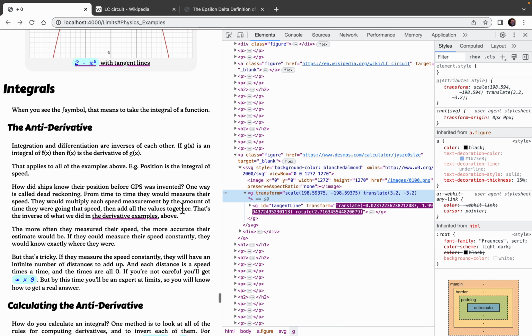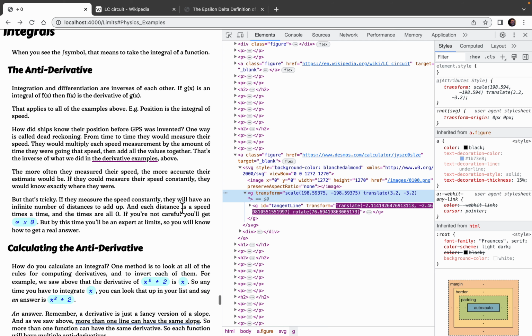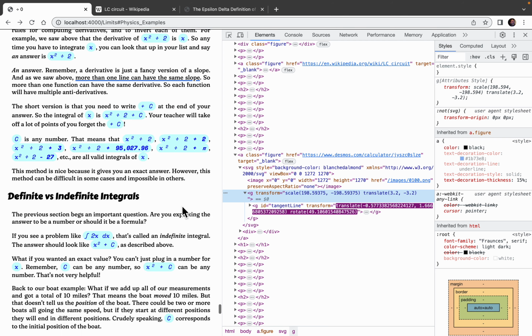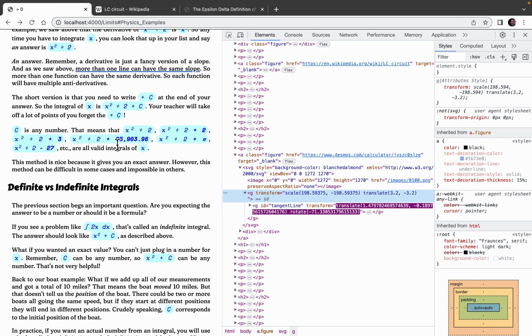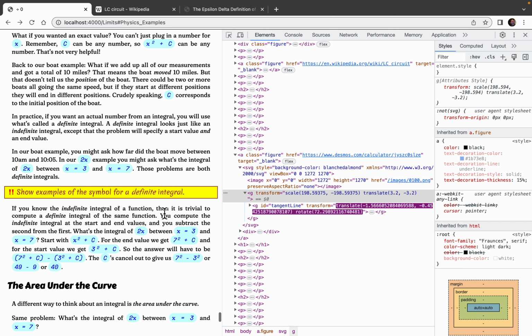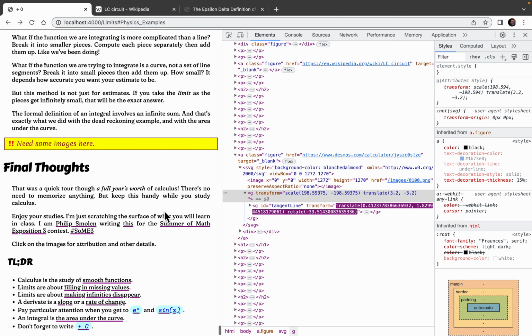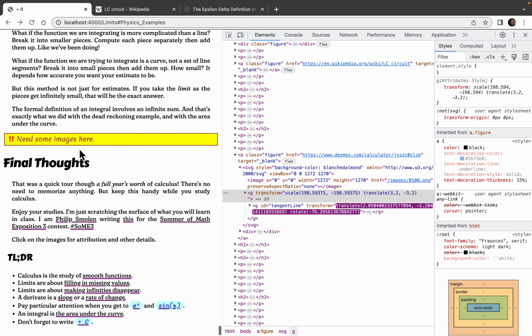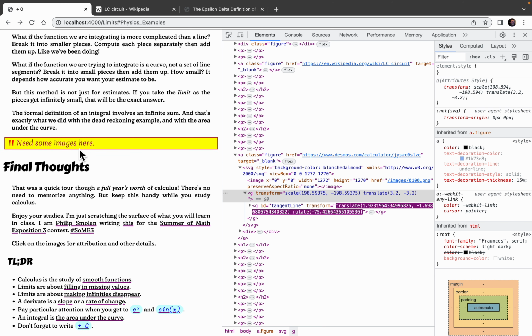The integral section, it's probably pretty close, but until I start adding actual pictures, it's hard to say. Another animation here. I wanted to show off any number. Need some images here.